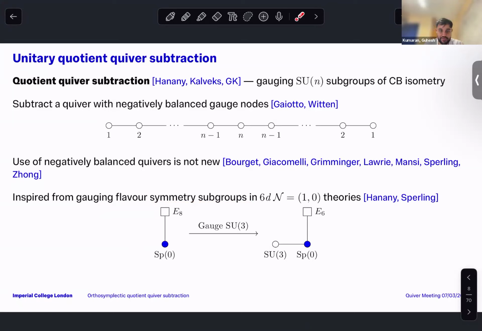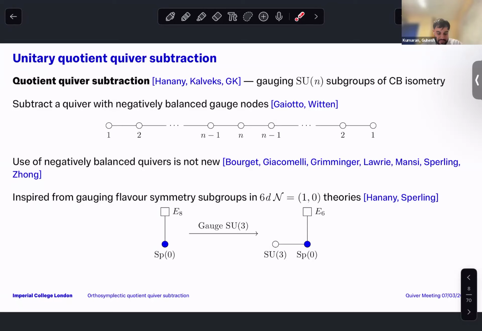So there's this Sp(0) theory in 6 dimensions, and this means that there's no gauge group, there's no vector multiplet, but we have a dynamical tensor multiplet. And at infinite coupling, this describes the moduli space of one E8 instanton. Okay, now I can gauge an SU(3) subgroup of this, and I get a new 6-dimensional theory.